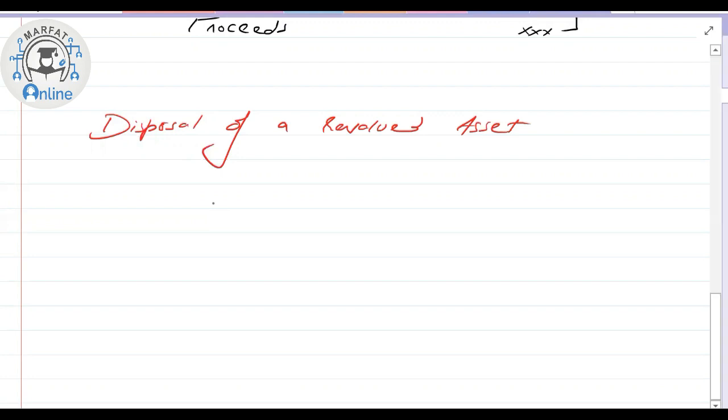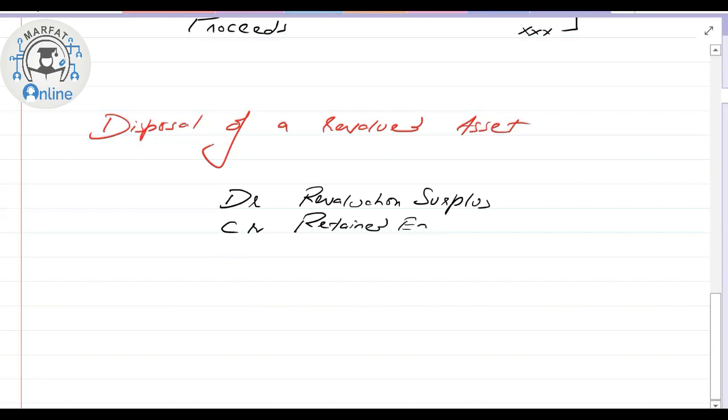Although we have a policy sometimes that we transfer the gain from the revaluation surplus to the retained earnings, not every company does that. So for the disposal of the revalued asset, when the entity is disposing the asset, they debit the revaluation surplus because now this asset has been sold. So the revaluation surplus should be de-recognized and all the revaluation surplus is transferred to the retained earnings.